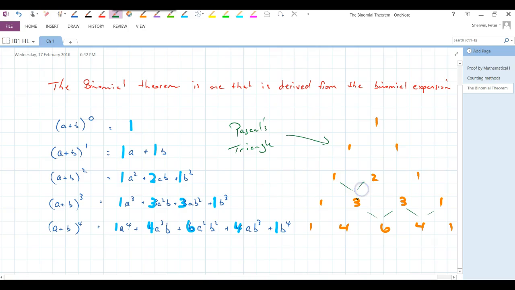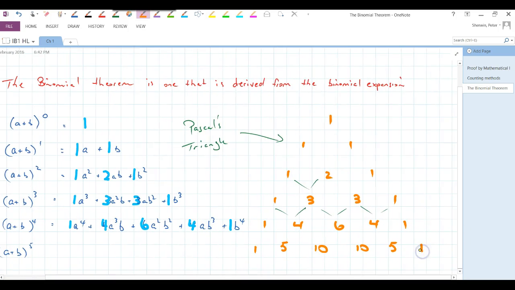The 3 here is made up of the 1 and the 2, that 4 is made up from there, etc. So we can come up with the next row just by doing those sums. So for us to maybe work out what a plus b to the power of 5 is, rather than do all this times a plus b, we could just go and make another entry into our triangle. So I'm just putting the number here that represents the sum of the two numbers above it. So 4 plus 6 gives me that number, 6 plus 4, 4 plus 1, and then I need to go over a little bit to finish it off.